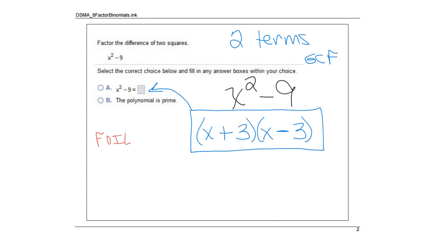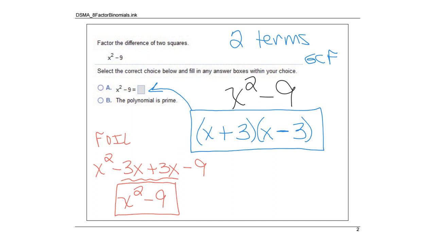So if we FOIL, our first two terms, x times x, would give us x squared. The outer term would be x times negative 3. The inner term would be positive 3 times x. And finally, the last term would be 3 times negative 3. All right, so notice these middle two terms would give us 0, right? Negative 3x plus 3x. And so we're just left with x squared minus 9. And so our check works. Okay, so it is important that we have both a plus and a minus. Otherwise, we're not going to get the negative number at the end.